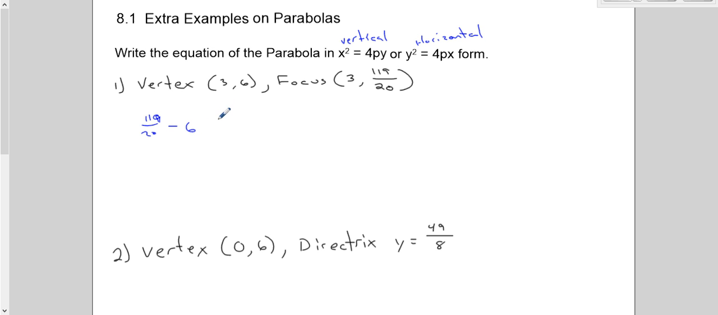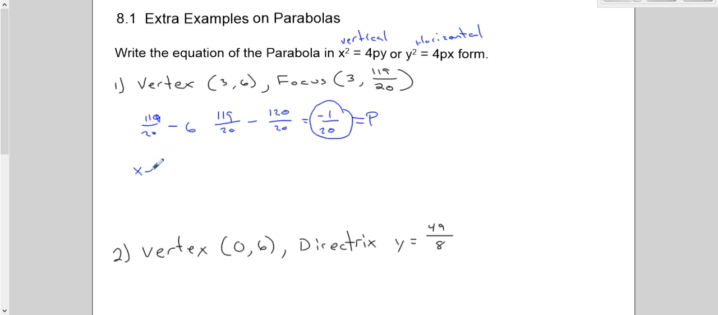So, if you think about that, 119 over 20 minus 6, if you have a denominator of 20 as a fraction, 6 times 20 is 120. So this is 120 over 20, which means I have negative 1 over 20. That right there is my p-value. And also, because my y value is what has changed, I have a vertical parabola.